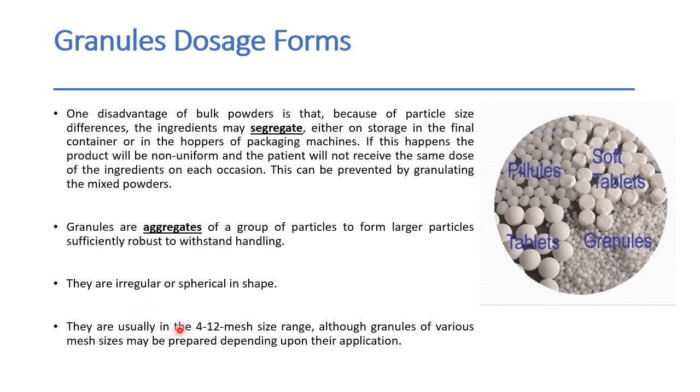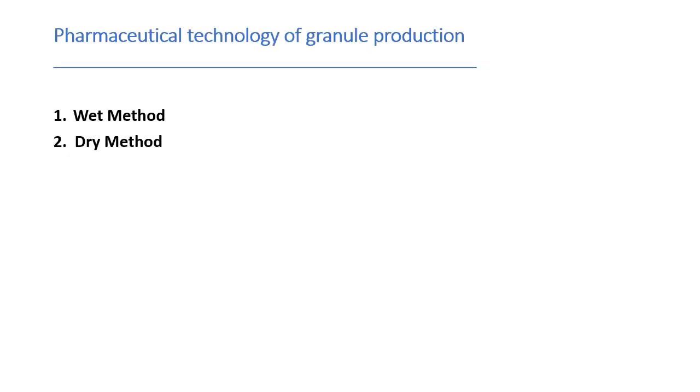They are usually in the 4 to 12 mesh number or mesh size range, and we know that the smaller the mesh size number, the bigger the particle size. However, granules of various mesh sizes may be prepared according to their applications. Granules can be prepared either by wet method or dry method.